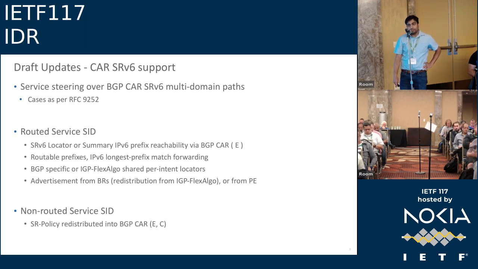Since these are routable prefixes and use the native IPv6 longest prefix match forwarding, which is well known, the locators can be BGP-specific intents, or they could be Flex-Algo provided intents, which are shared with the IGP Flex-Algos. And of course, as a well-known technique, it could be advertised from the border routers as a redistribution, or the locators can be advertised from the PE. And for the non-routable SID, as per the BGP services draft, it's an SR policy, which is an extended community that we have already defined in the base procedures. An SR policy can be redistributed as a BGP CAR route.